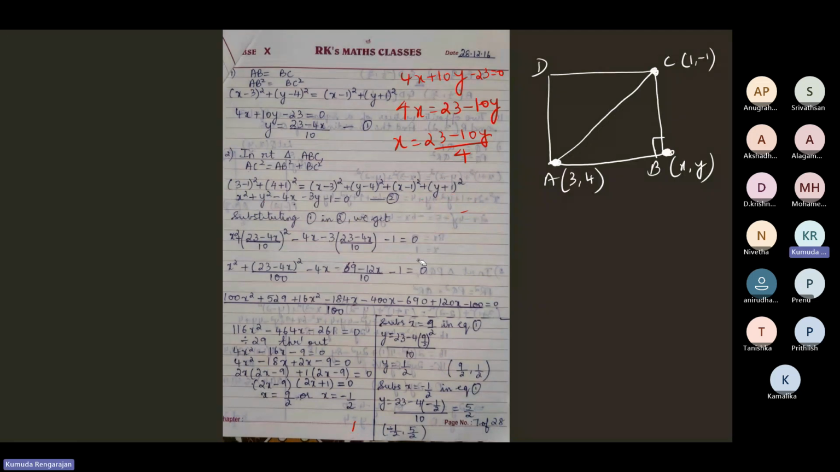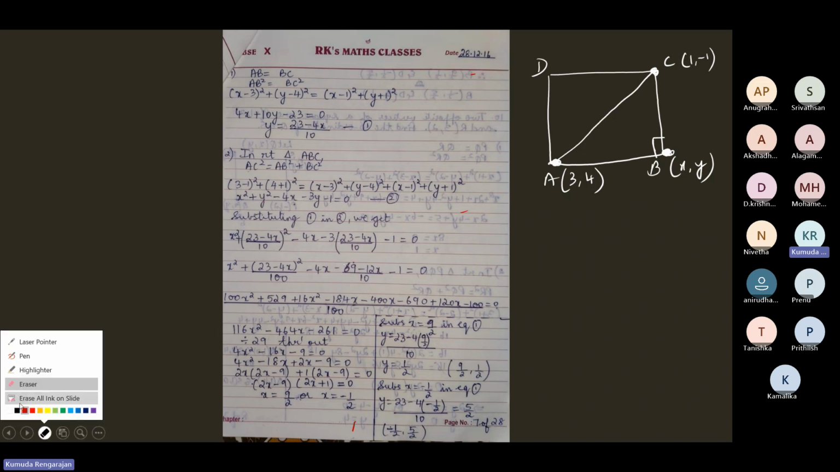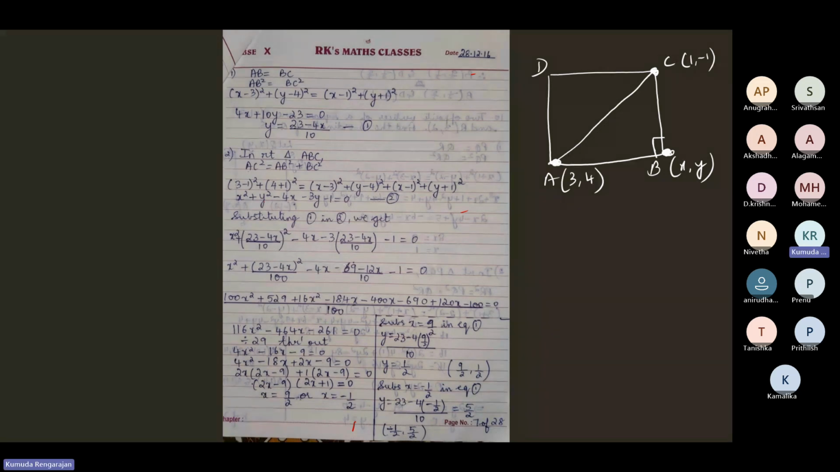So here in this question, the quadrilateral is a square, and we know the coordinates of the diagonally opposite vertices A and C. ABCD is a square. We are given the coordinates of two diagonally opposite vertices, A and C, and we need to find the coordinates of the other two vertices, B and D.